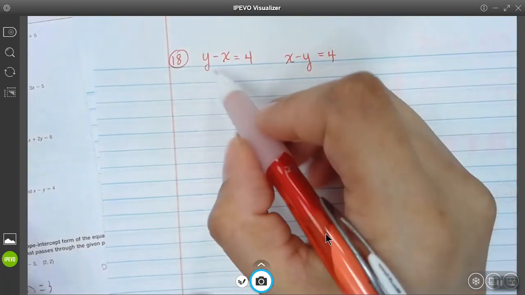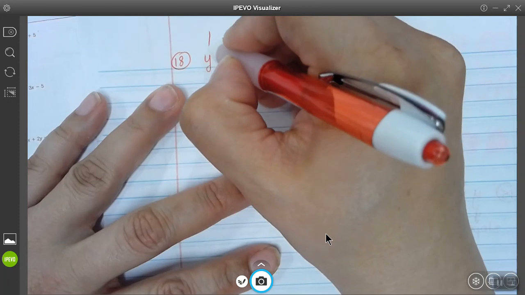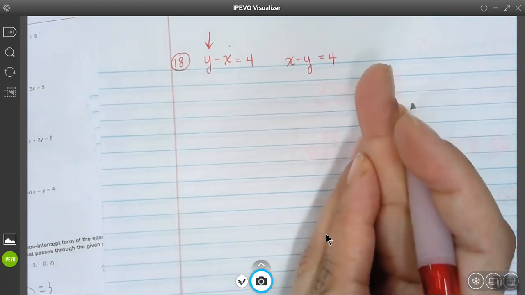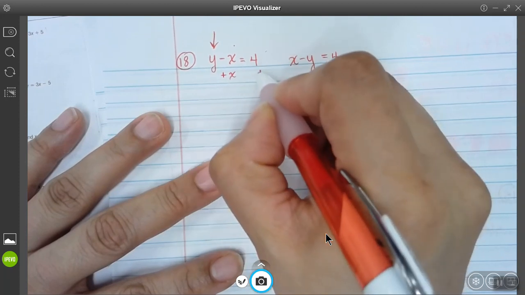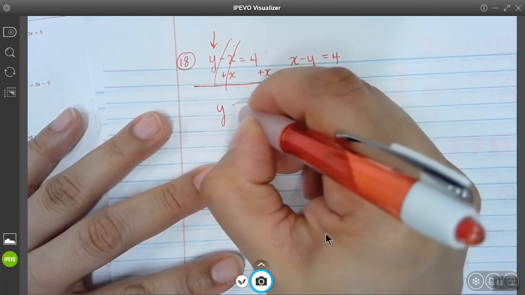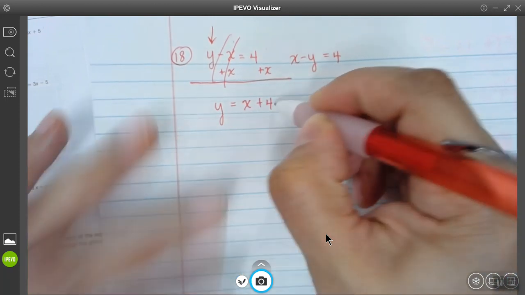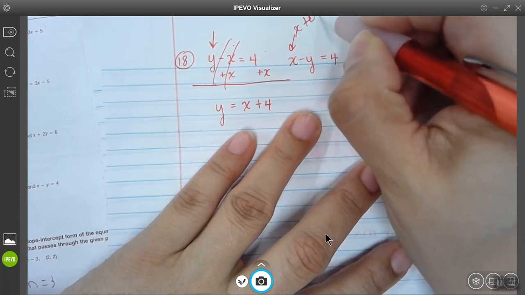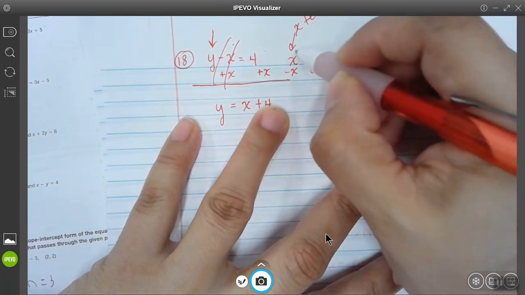All right, the next example is y minus x equals 4 and x minus y equals 4. Once again, this is the y, this is the x term, and that's the 4. So we need to move the x term to the right-hand side. So this is minus x, we're going to do plus x. So now y equals, we'll write the x term first, so x, this is positive. Now this one, that's the x term. It's a positive x, so I'm going to do minus x, minus x.